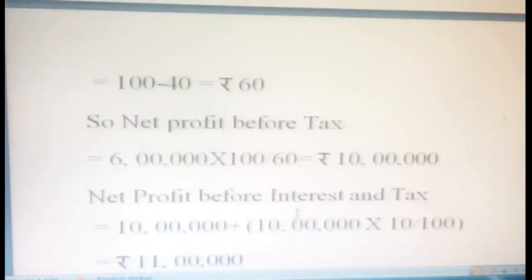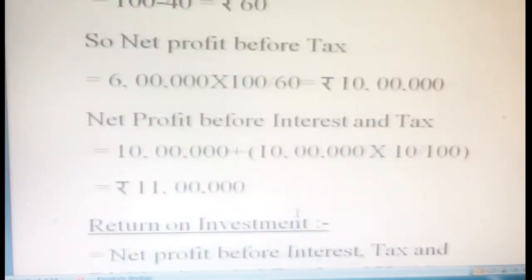So now how to do this? Net profit after tax is 6 lakhs. So 60% is my profit. So what is my 100%? That is the idea here. 6 lakhs into 100 divided by 60, we get 10 lakhs. That's what our net profit before interest and tax.